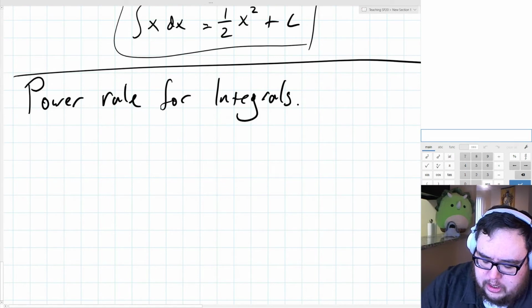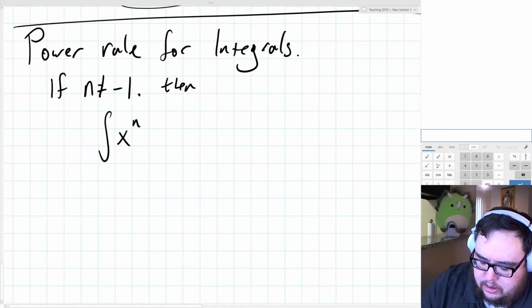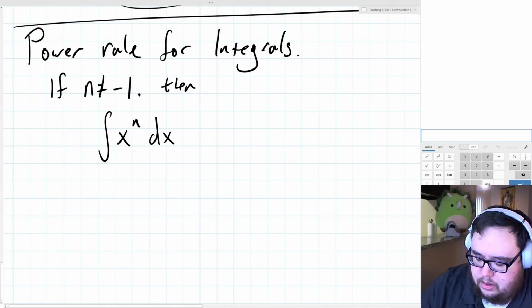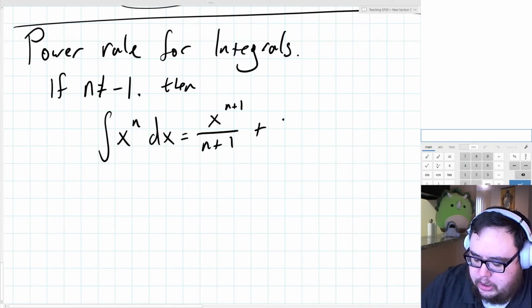So if n is not equal to -1, then the integral of x to the n dx is equal to x to the n plus 1 divided by n plus 1 plus a constant.